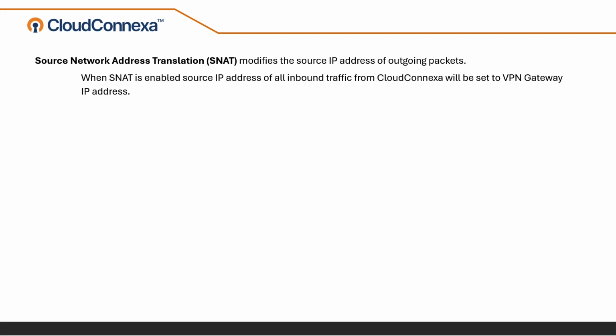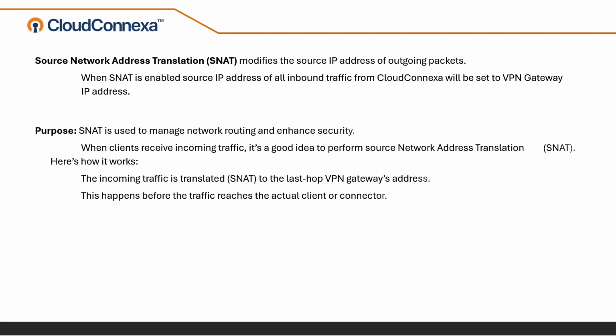When SNAT is enabled, the source IP address of all inbound traffic from CloudConnexa will be set to the VPN Gateway IP address. SNAT is used to manage network routing and enhance security. The incoming traffic is translated to the last hop VPN gateway's address. This happens before the traffic reaches the actual client or connector. By doing this, you avoid the need to set up specific routes on the connector for all possible source IP address ranges of incoming traffic. So SNAT helps streamline the process and ensures that incoming traffic is properly routed without complex configuration.